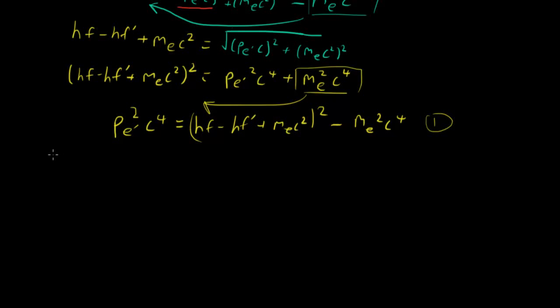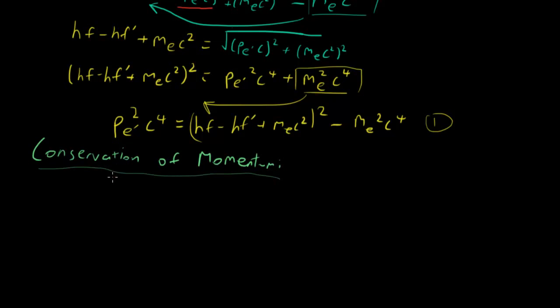Okay, so let's move on to the conservation of momentum and how it assimilates itself into this derivation. So the conservation of momentum. We know that what this law states is that the momentum before has to equal the momentum after. So the momentum of the photon before plus the momentum of the electron before must equal the momentum of the photon after plus the momentum of the electron after.